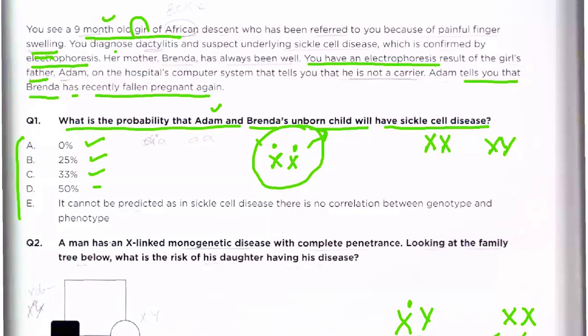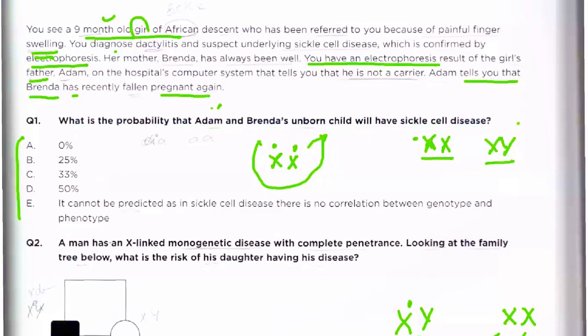Father is normal, 25%. Okay. Mother is a carrier. So, father is normal. Now tell me, what is the chance? They told me mother is quite normal. Mother may or may not be a carrier. Okay. Mother is a carrier. Father, they told me father is quite normal. What is the answer here?